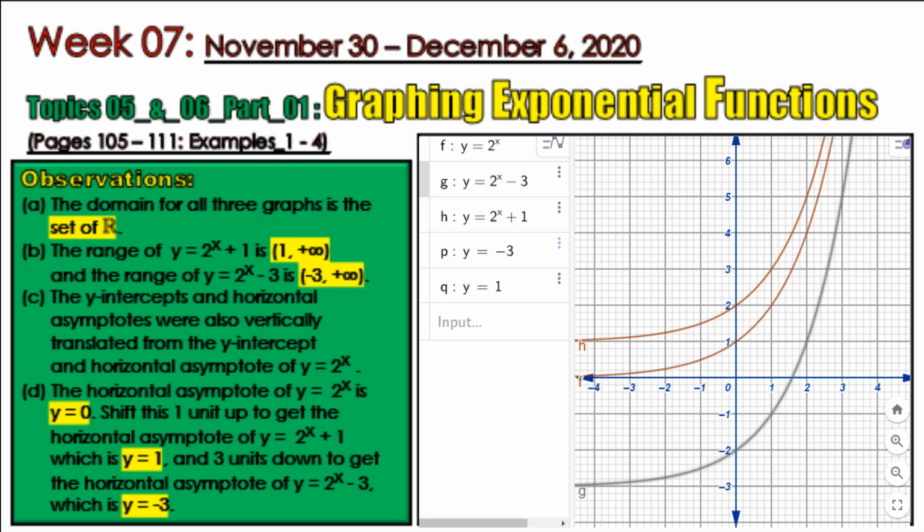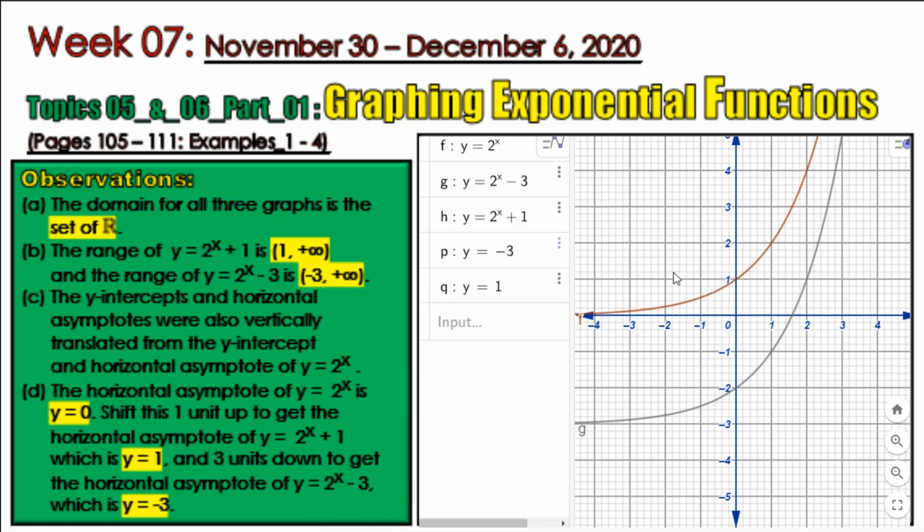Okay, so let us proceed to the next. The y-intercepts and horizontal asymptotes were also vertically translated from the y-intercept and horizontal asymptote of y is equal to 2 raised to x. So let us start with these two graphs. This is the graph of y is equal to 2 raised to x, and this is the graph of y is equal to 2 raised to x minus 3.